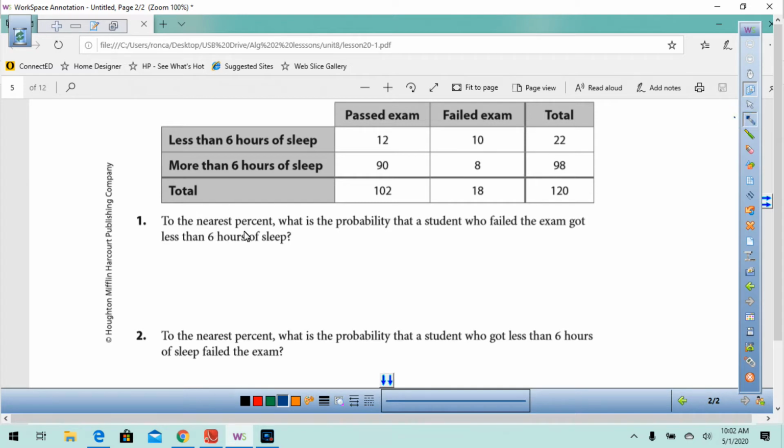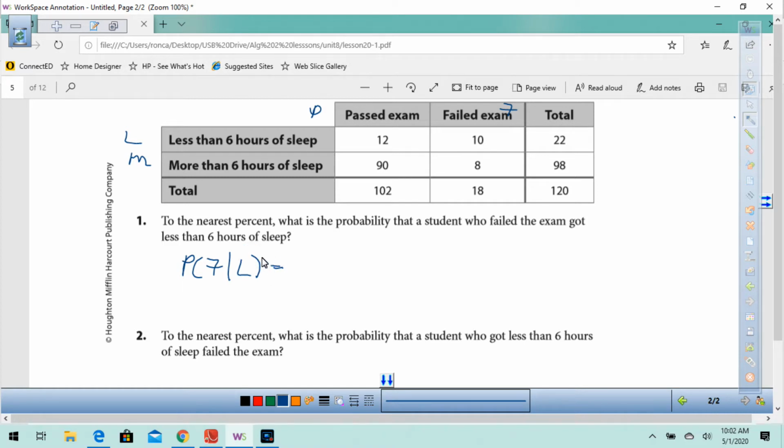So number 1, to the nearest percent, what is the probability that a student who failed the exam got less than 6 hours of sleep? Okay, so the probability that a student failed, given they had less. We'll say this is less and that's more, and then passed and failed.